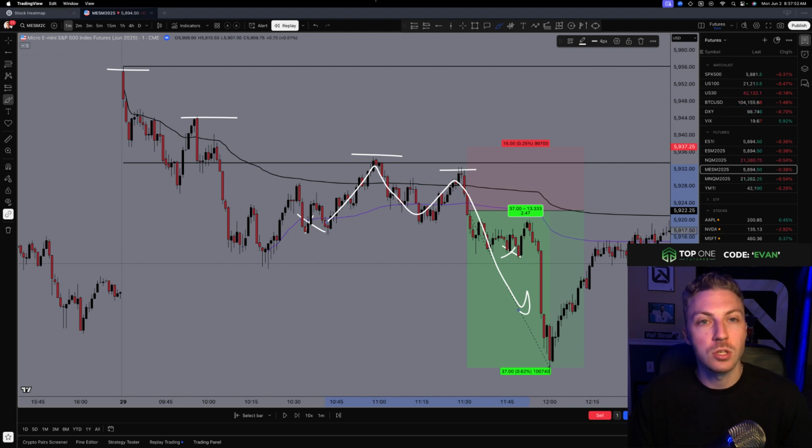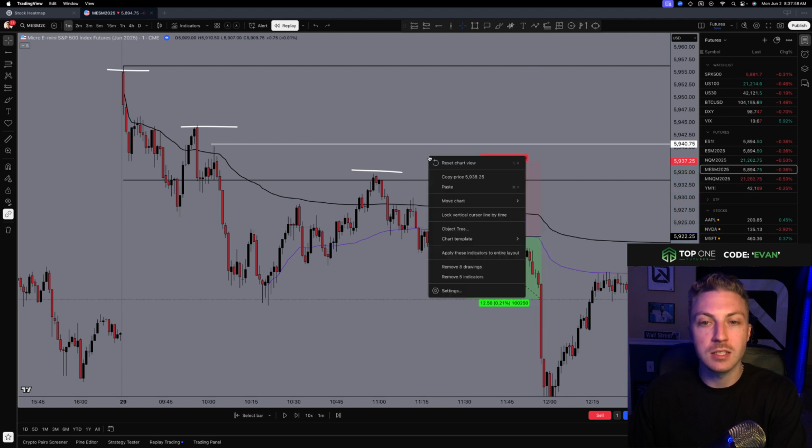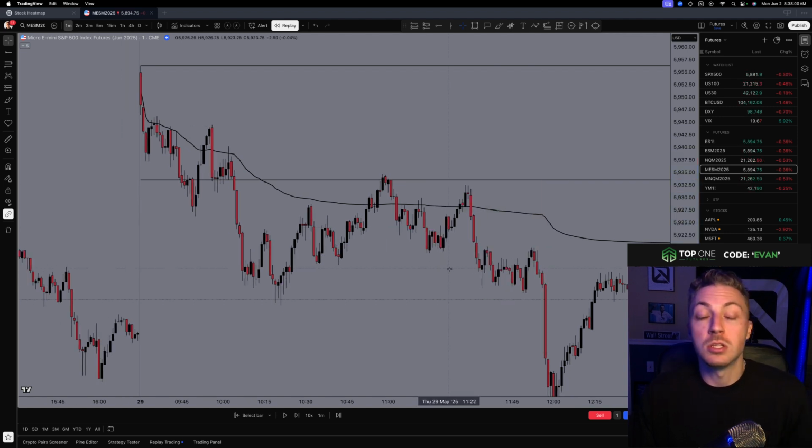Because yes, I made it back. I wasn't red, so that's good. But I should have been green or more green, right? So definitely take that note from me of not moving that stop loss to a level that just looks good, because you want to put it outside the structure. It needs to be covering a structure point that makes sense.